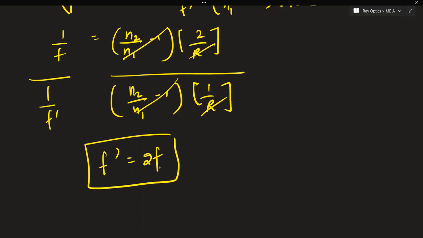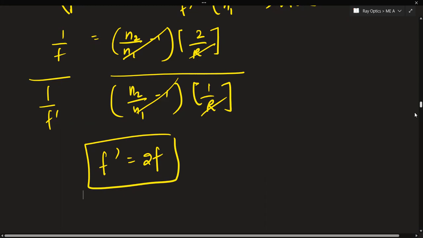So it can come to you to prove this. It can be asked also in 1 markers, the MCQs that you get. It can be asked in that also, what will happen to focal length, or a proper 2 marks or 3 marks question can be asked from this.